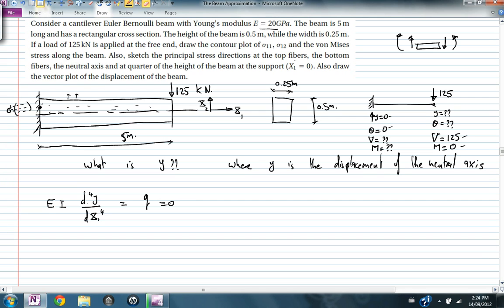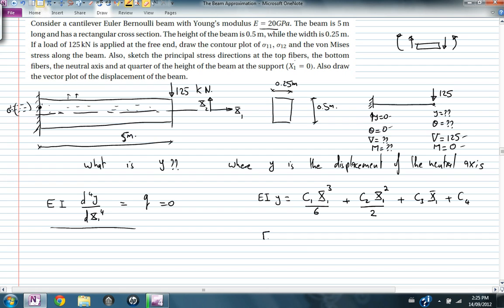Knowing the boundary conditions and the differential equation, I can proceed with solving it. EI y will be equal to c1 x1 to the power 4 divided by 24, plus c2 x1 to the power 3 divided by 6, plus c3 x1 squared divided by 2, plus c4. And I've found this by integrating this original differential equation.